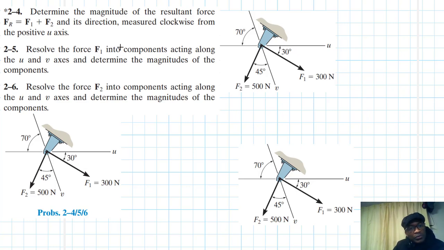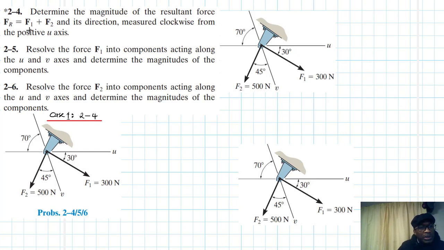All these problems, of course, like I said, are coming from the Engineering Mechanics Statics textbook, 13th edition by R.C. Hibbeler. So let's start with the first case. So let me call this case 1, which is 2-4. So we are going to just use one method, the parallelogram method. You can also use the other methods using components and so on. We are using the parallelogram method.